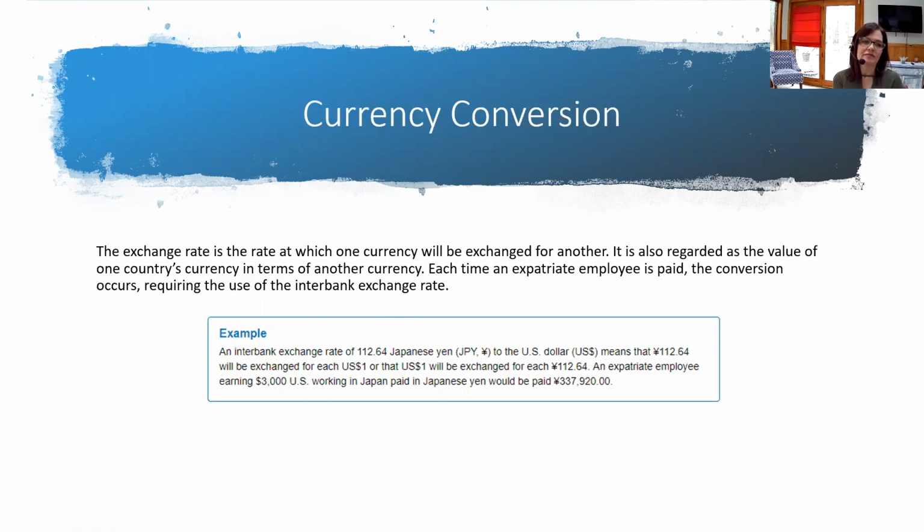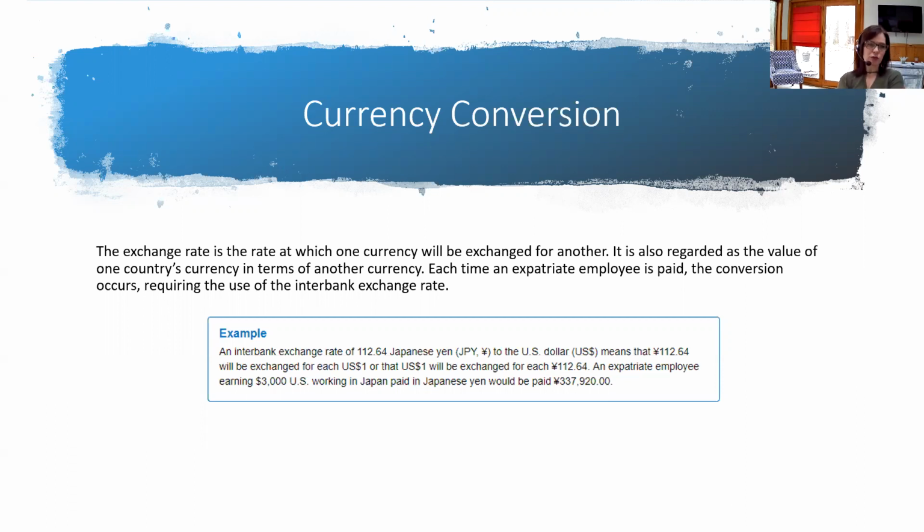Currency conversion. The exchange rate is the rate at which one currency will be exchanged for another. It also is regarded as the value of one country's currency in terms of another currency. Each time an expatriate employee is paid, the conversion occurs requiring the use of the interbank exchange rate.